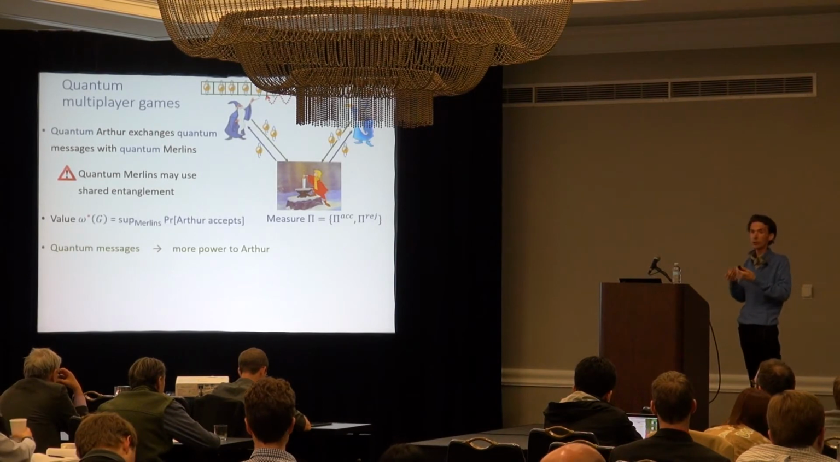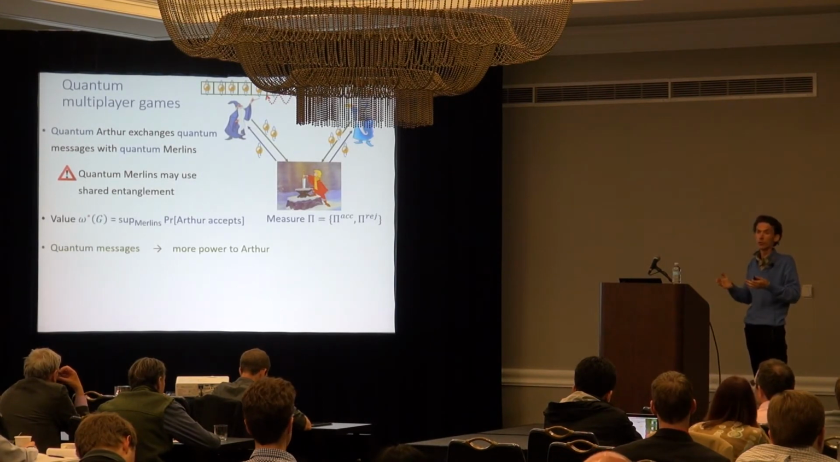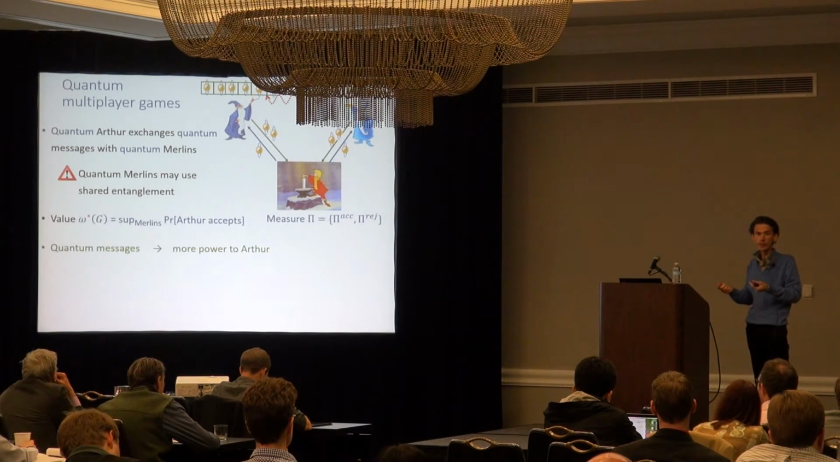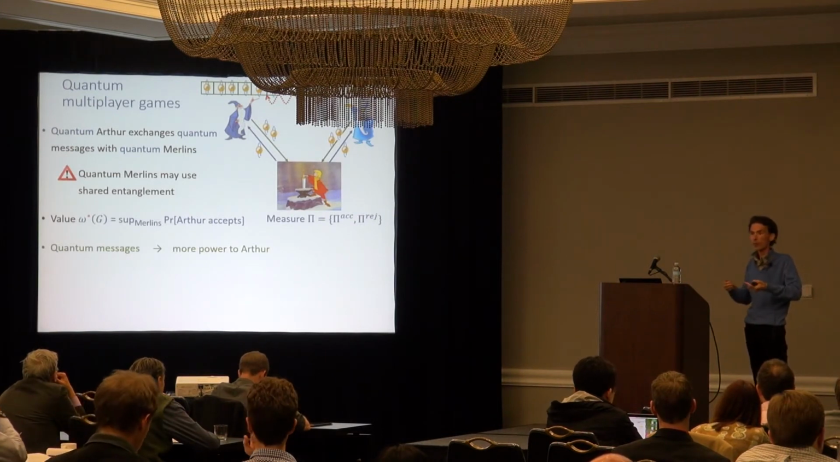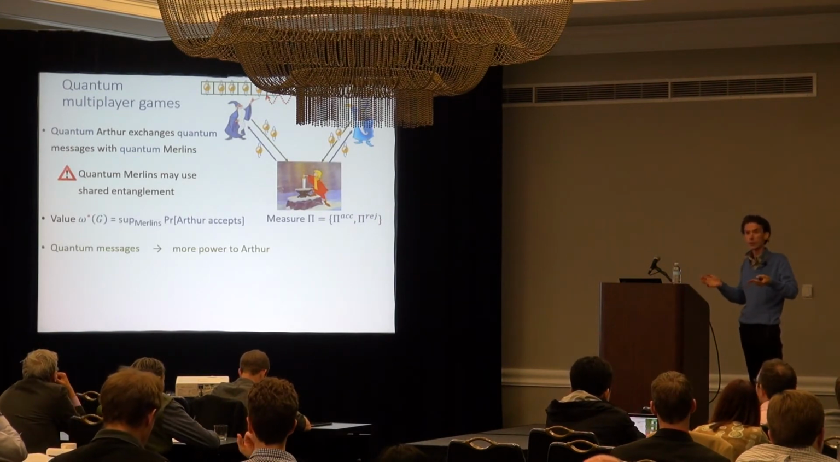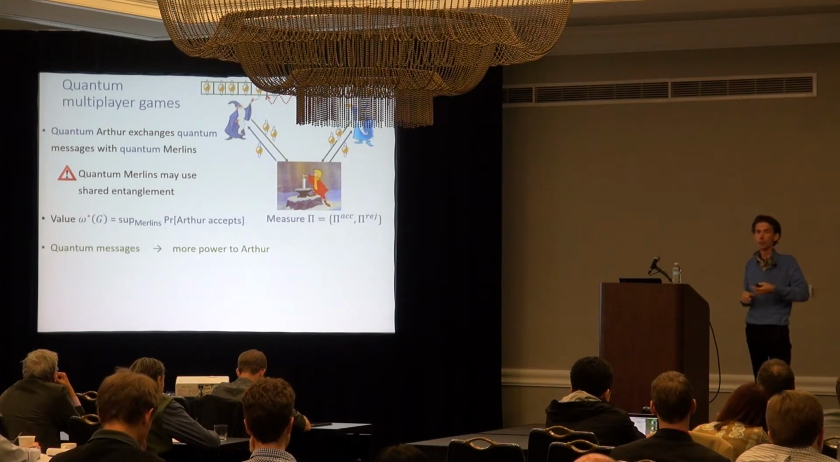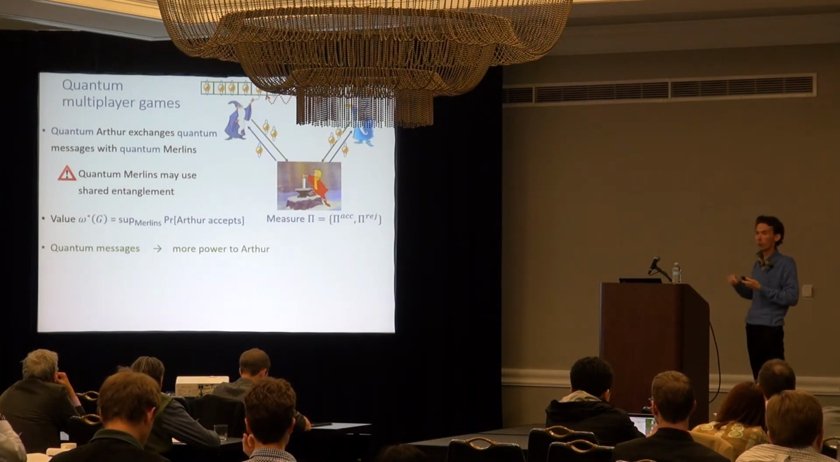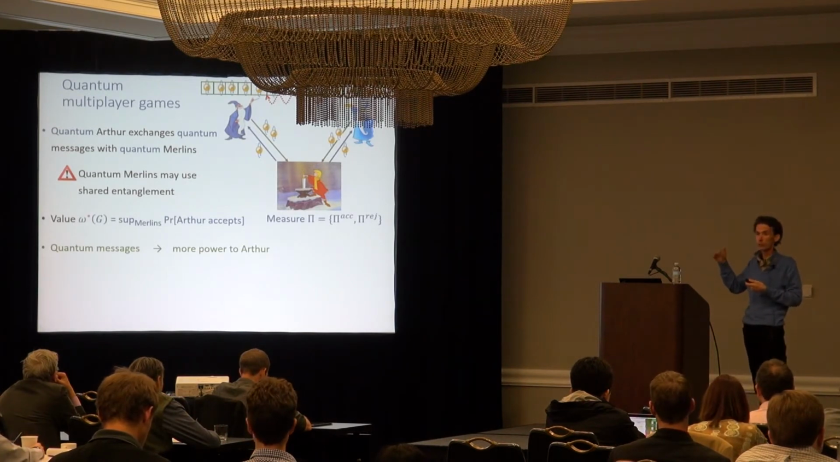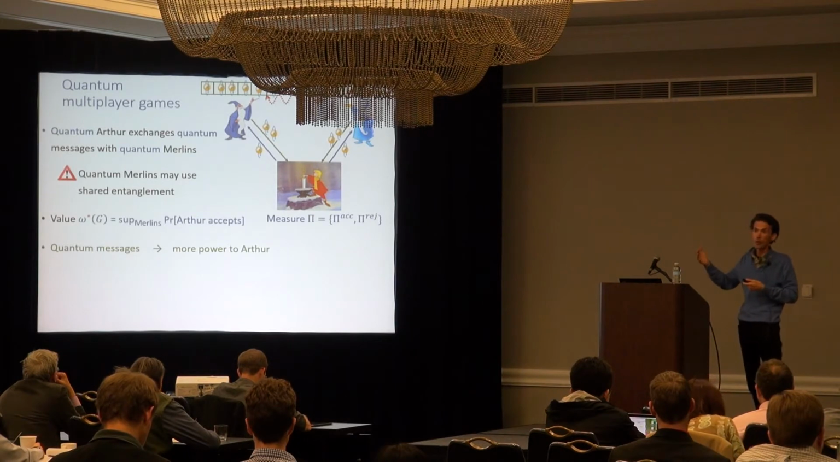If Arthur wants to keep everything classical, he can do that. Only send classical bits, maybe get quantum messages back, but measure them in a computational basis, and then there's no point in Merlins sending in quantum messages. That's definitely more power to Arthur, and this is good because I'm trying to use these games or proof systems to verify QMA complete problems, whereas before I was doing only NP complete problems.